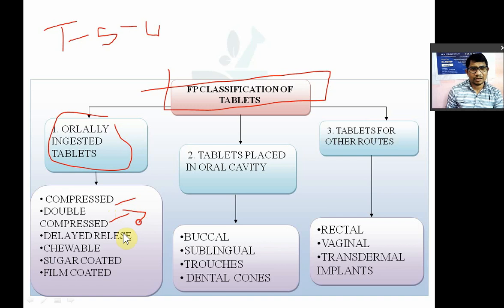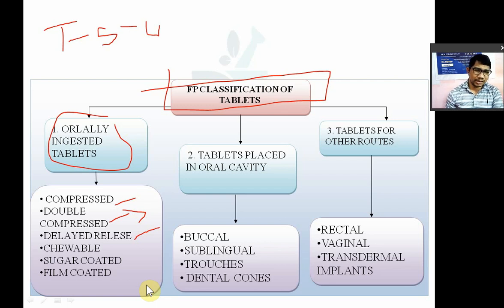Double compressed tablets are made if there is incompatibility between two ingredients, or if you want to make a bilayer tablet, then you have to do double compression. Compressed tablet, simply compressed tablet or double compressed tablet, then delayed release tablet. If you want to release a drug over an extended period of time, normally what happens, the tablet will go into your stomach, it will get disintegrated, dissolution will occur, and the drug will be absorbed at a time.